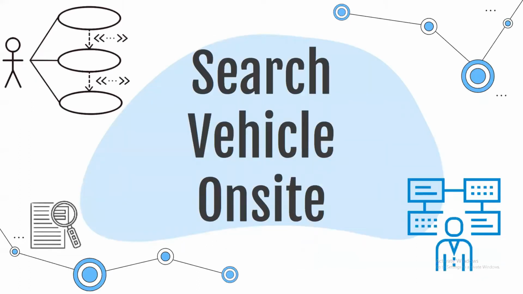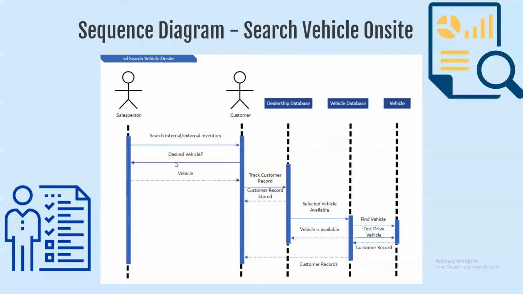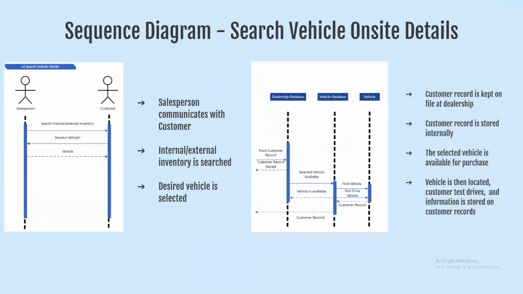Jumping into the first one, which is search vehicle on site, here's an overall big picture view of the sequence diagram for searching vehicle on site. Here I have broken it down into two sections to make it easier to read. In the first section, the salesperson will communicate with the customer. The internal and external inventory is searched, and the desired vehicle from the customer is then selected.